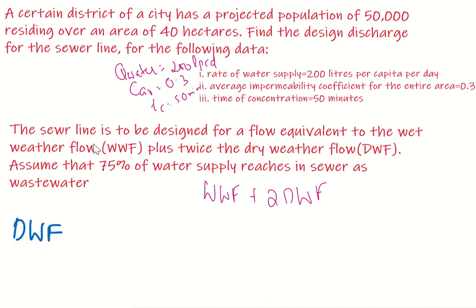Okay, for that purpose it is given that we assume 75% of the flow will reach the sewer. So the dry weather flow, or the sewage flow, will be equal to, for one person this is 200, so total population is 50,000, so 50,000 into 200 into 70%. What is 270%? So I can directly write it as, sorry, 75%.